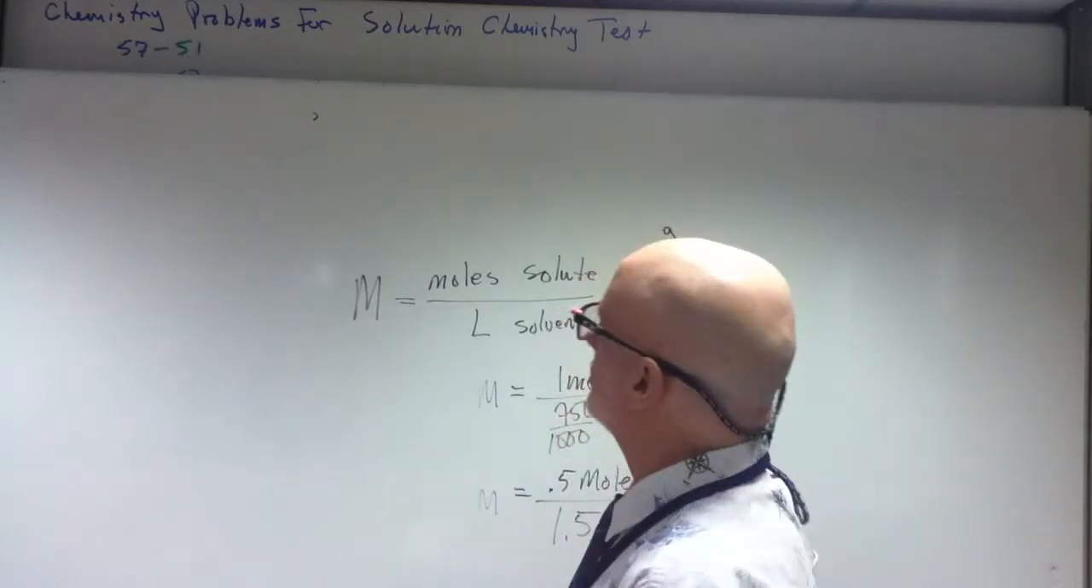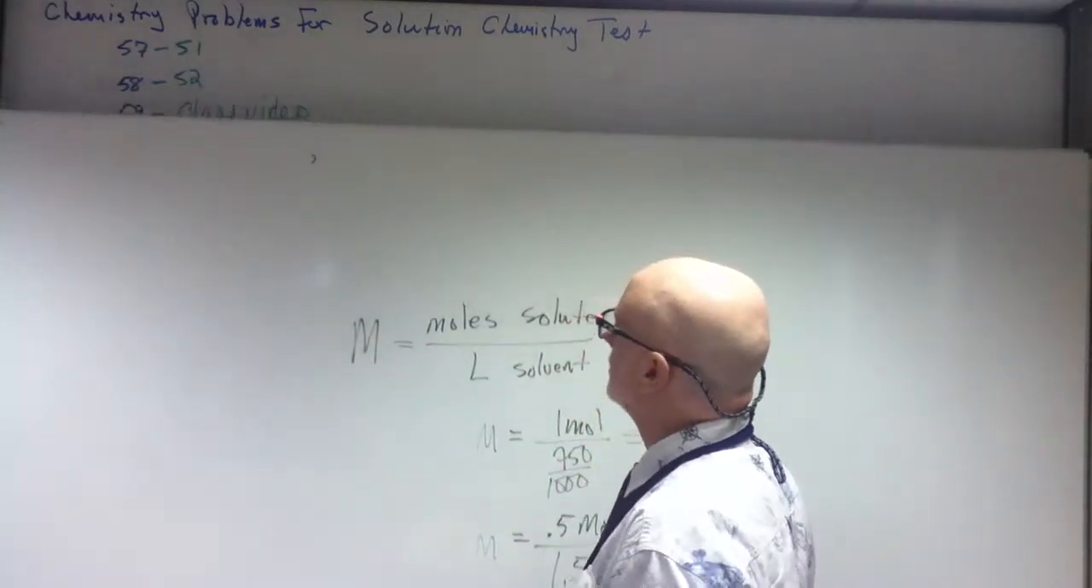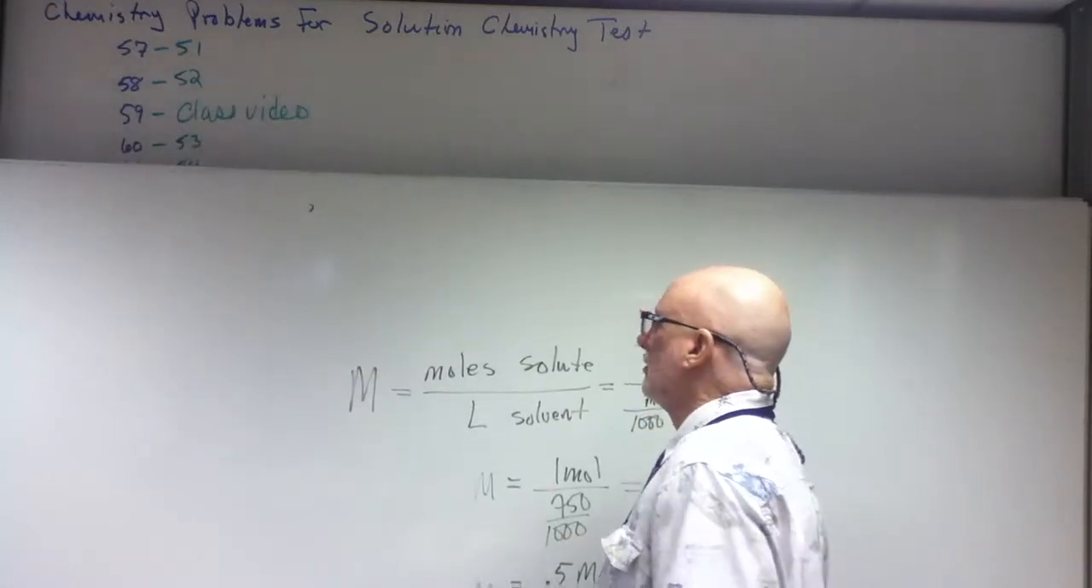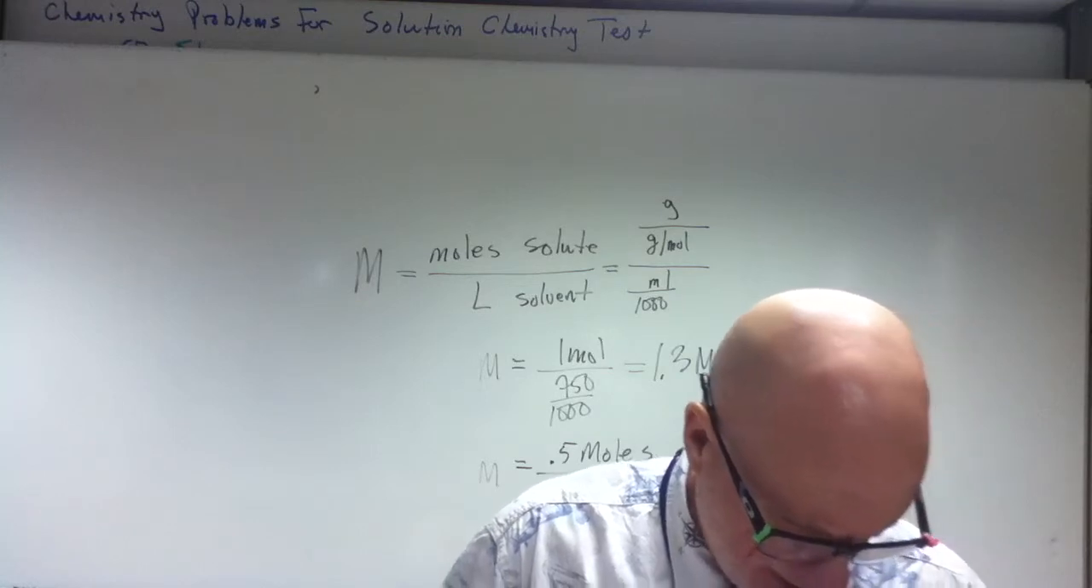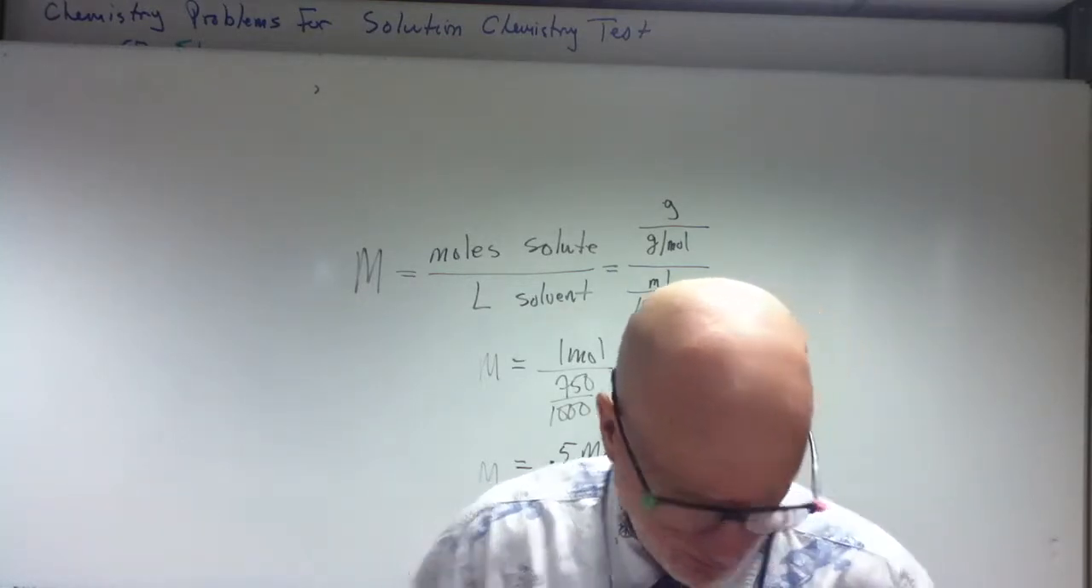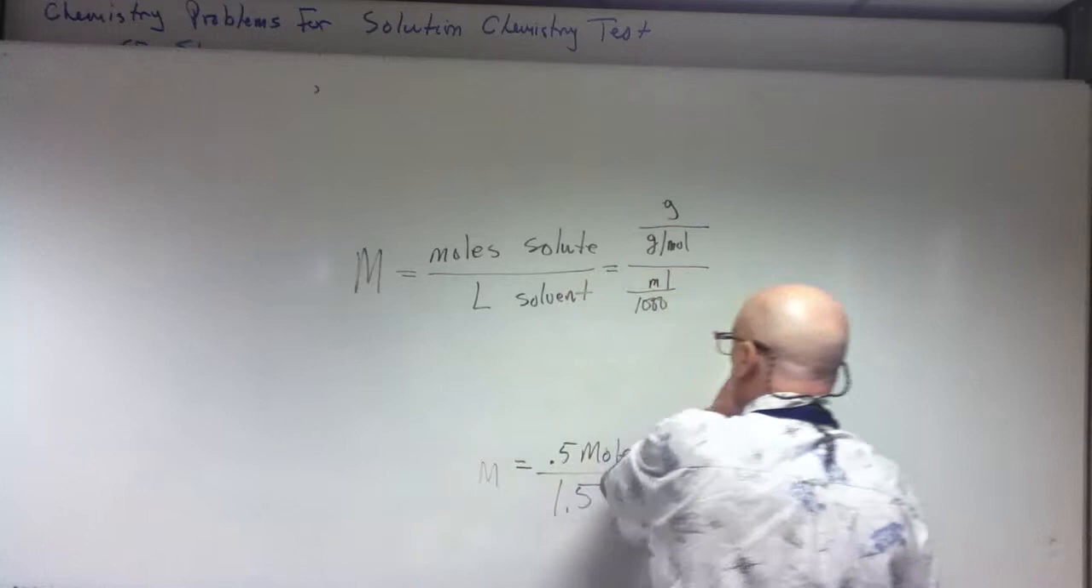And what's next? What number's next? 58, 59, so let's do 58. All right, this is a good one. This is a good one.